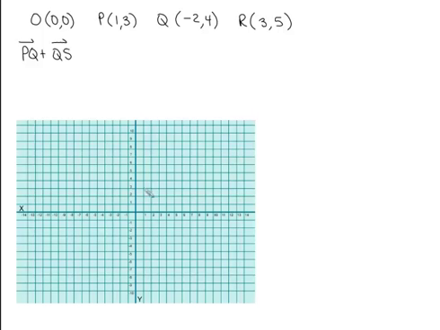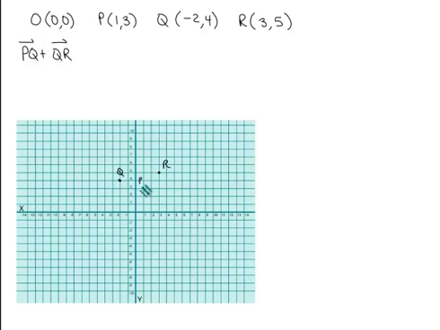We have P, which is at 1, 3. We have Q, which is at -2, 4. Oh, I'm sorry, guys, this should have been QR, excuse me. Sorry about that. So PQ plus QR, R is at 3, 5.